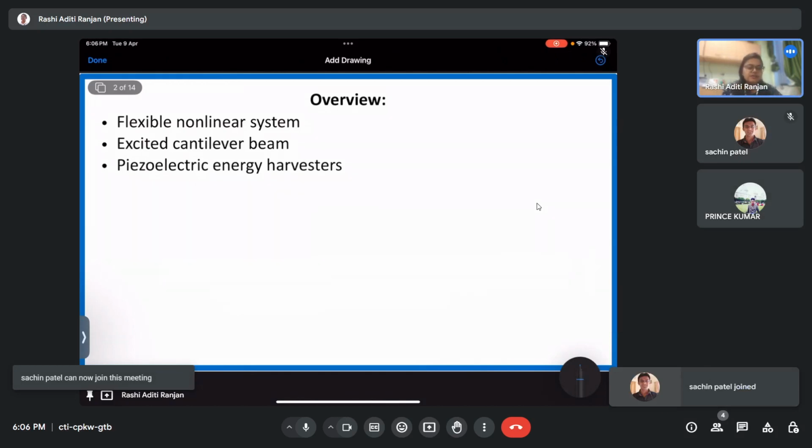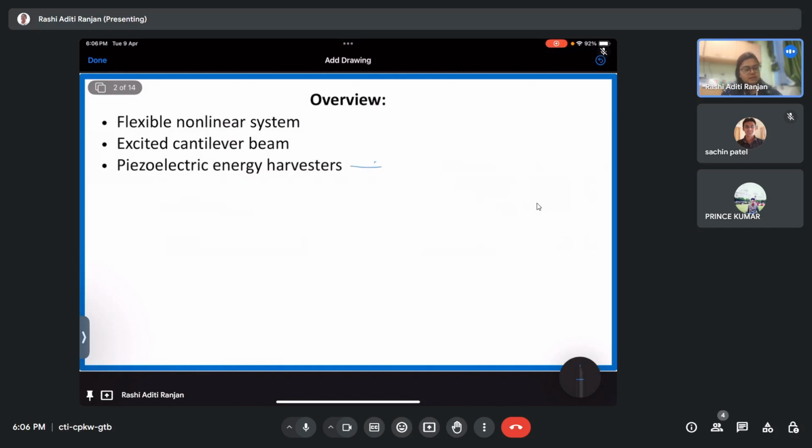After that, piezoelectric energy harvesters were also discussed. Piezoelectric energy harvesters are basically used for harvesting energy from vibrating systems. As we know, a piezoelectric system shows a direct and reverse piezoelectric effect, and because of this property, we can use piezoelectric material to harvest energy from vibrations. So these three things were discussed.